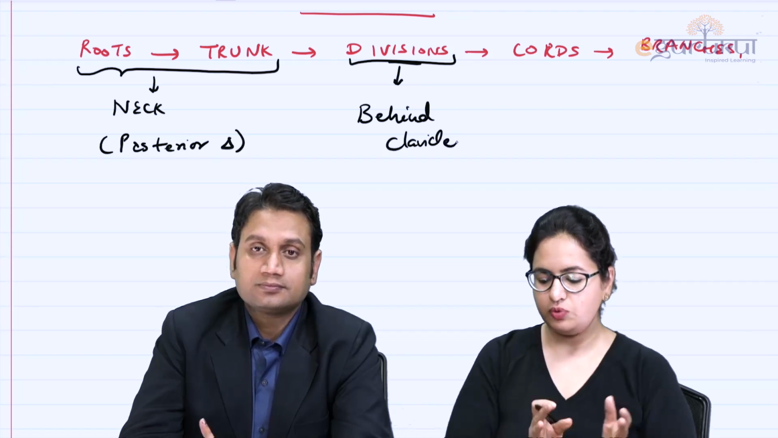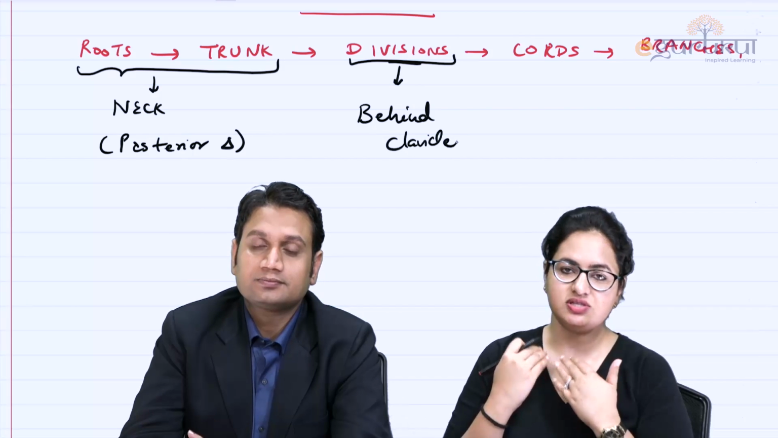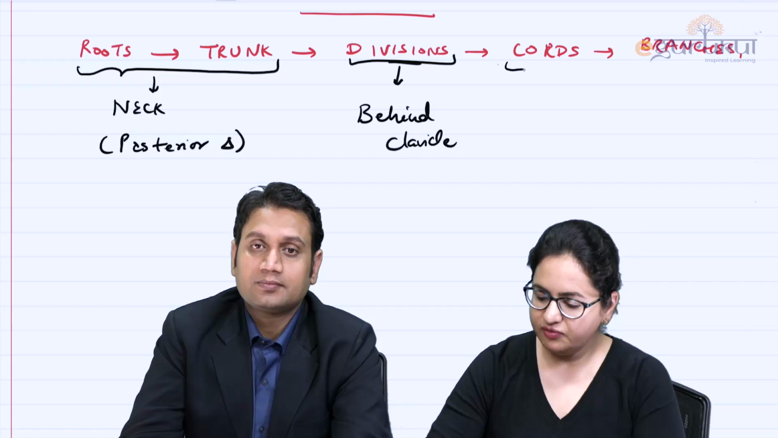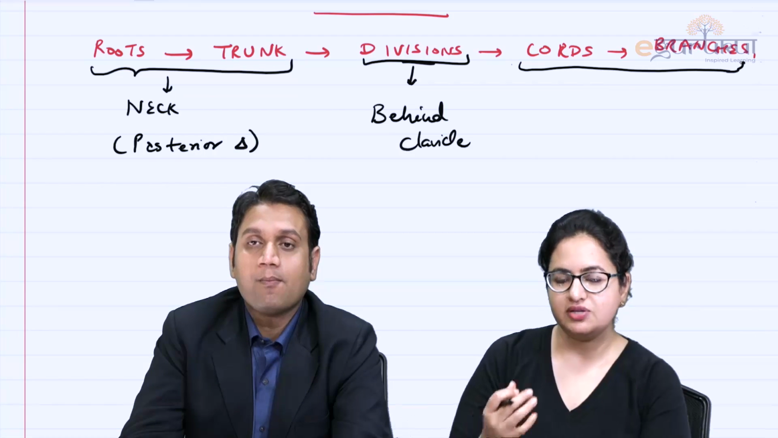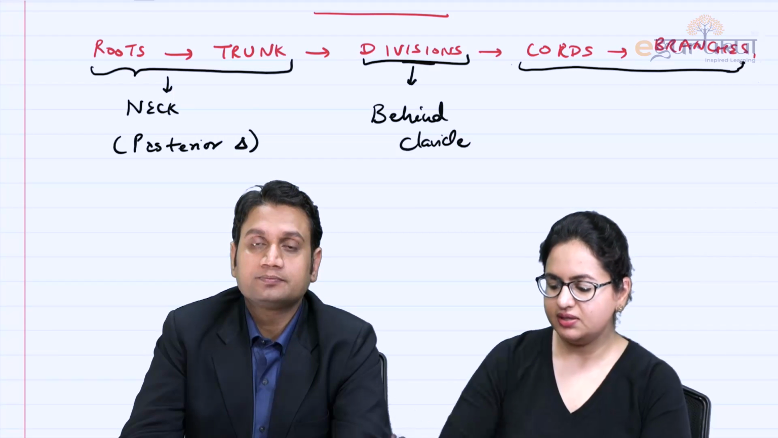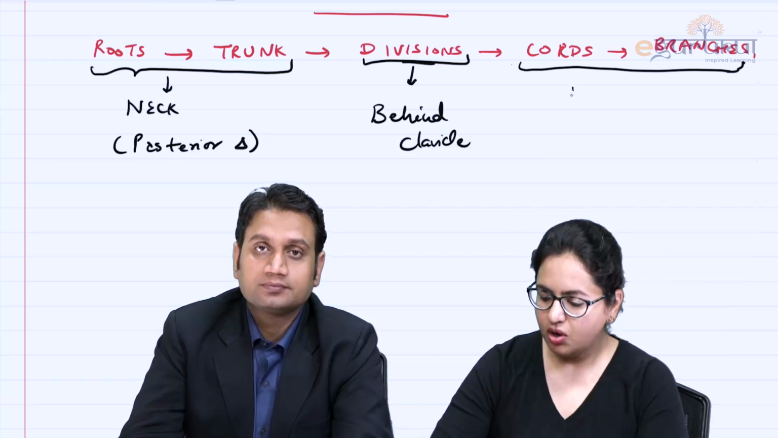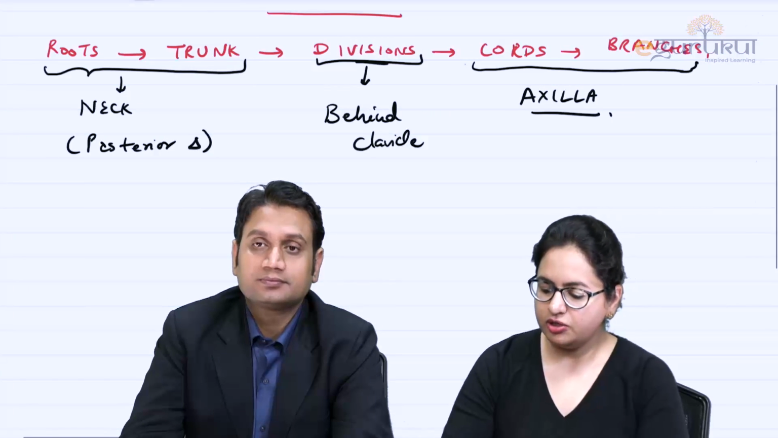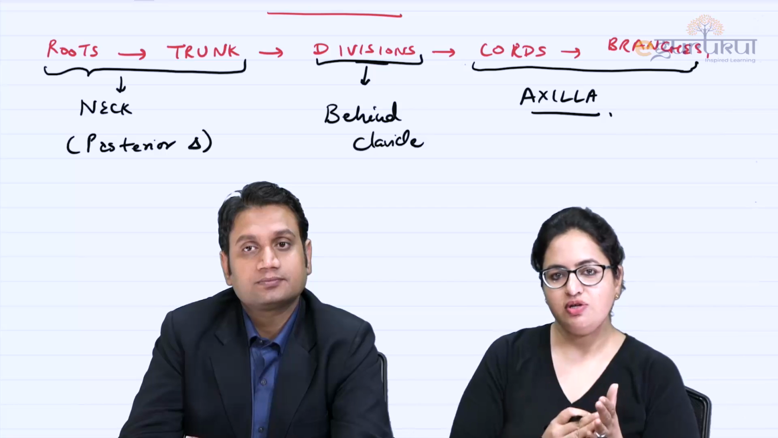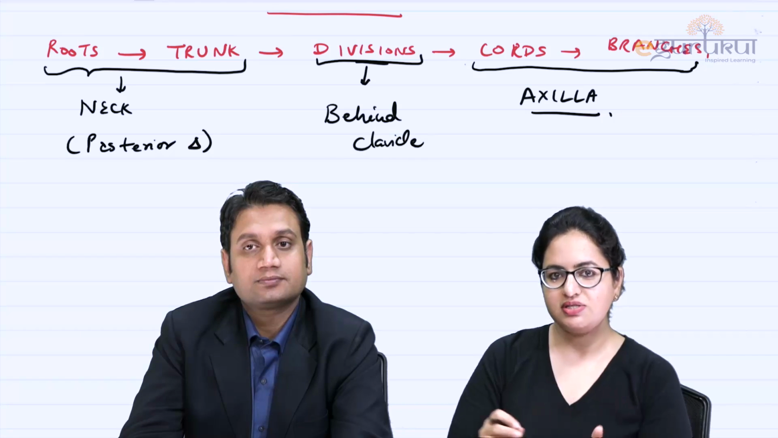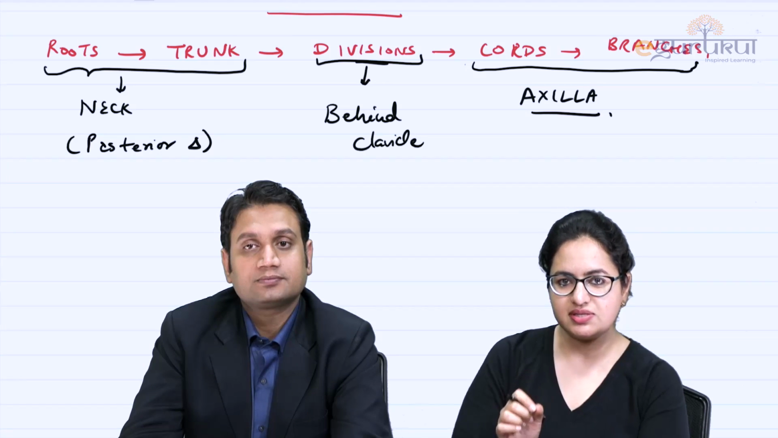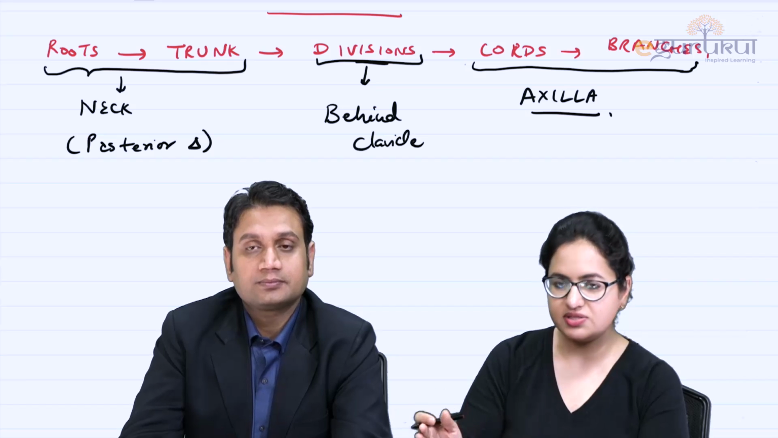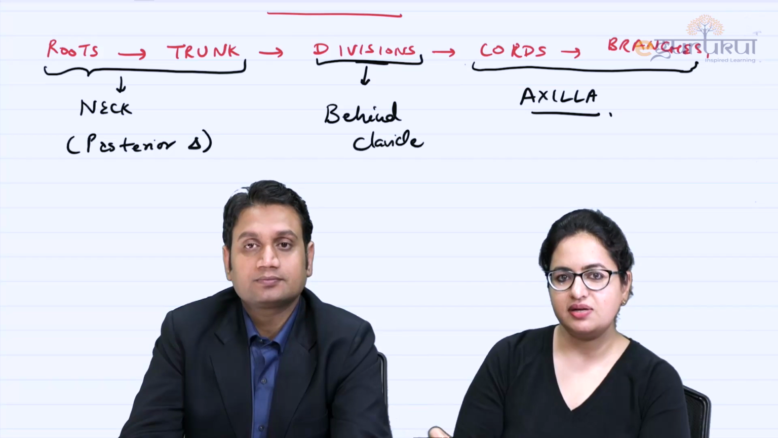So the roots and trunks are present in the neck, above the clavicle. Then the cords and the branches are present below the clavicle, or more specifically, in the axilla. The medial cord, lateral cord and posterior cord are specifically related to the first and second parts of the axillary artery, and the branches are related to the third part of the axillary artery.